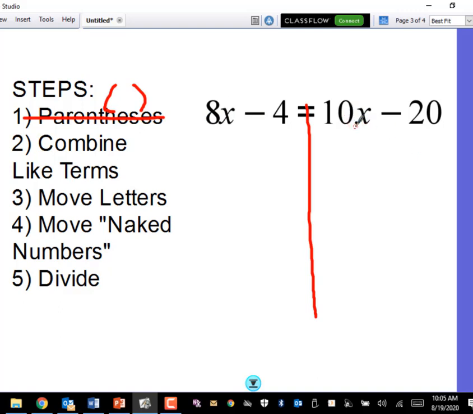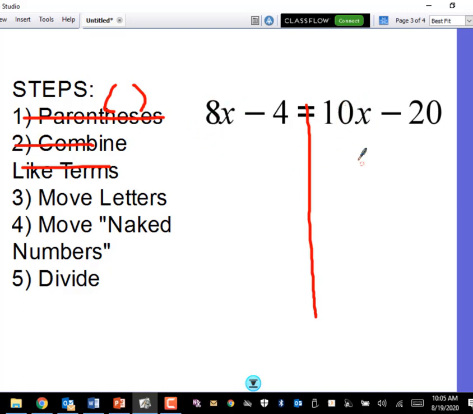I check on the other side, the 10x and the 20. Can I add them together? No, because this has an x. This does not. So combine like terms was a no. Moving the letters. So now I have something with x over here and another thing with x over here. I want them to be on the same side, so I need to move one of them. Usually we like to move all the letters to the left side over here.